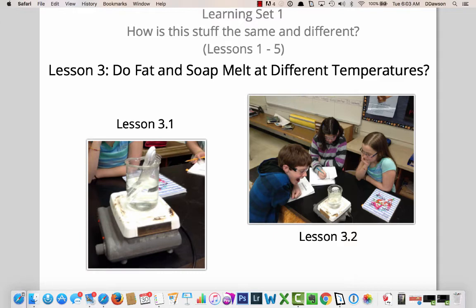And that's important. So the students will get frustrated. They'll be like, we're waiting, it's not melting. So we can ask the students, well, what does that mean about the melting point of soap? And what I always say is that it just means that the melting point of soap is over 100 degrees Celsius. And so then we know for sure that the melting points are very different between fat and soap.